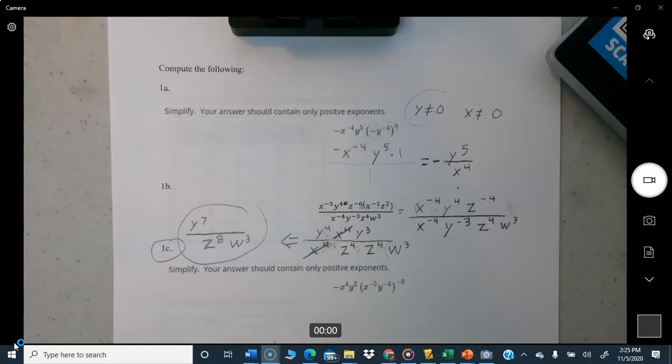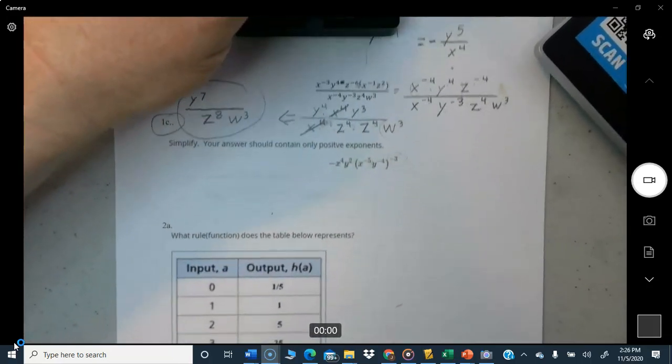All right. You're going to do this one by yourself, all right? Very similar. Remember, this has to be distributed through to this and to this, okay? That's the only thing that makes it a little bit tricky there.